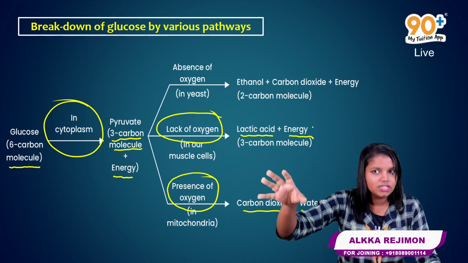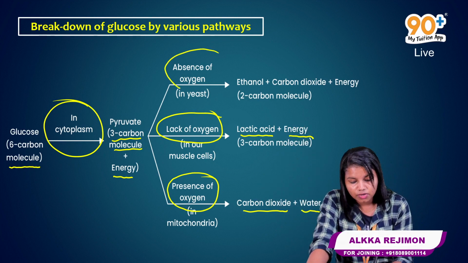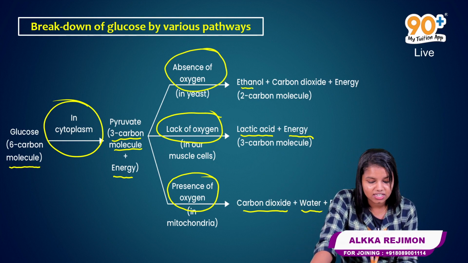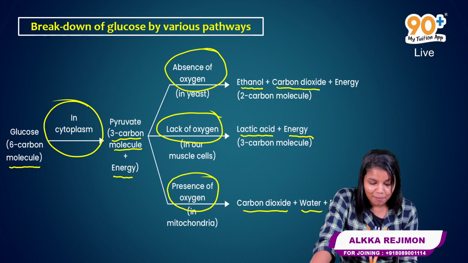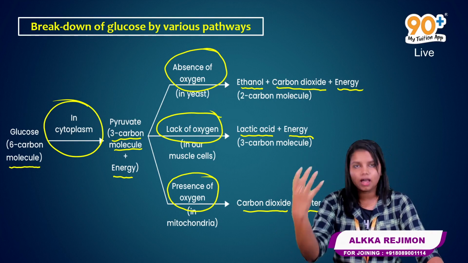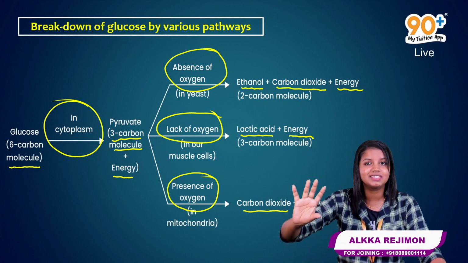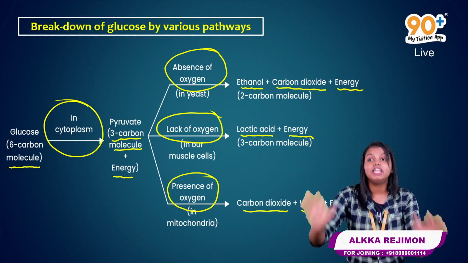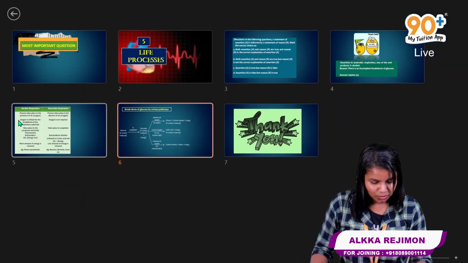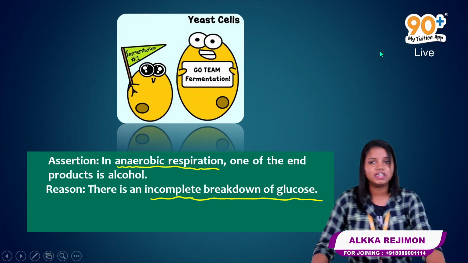And the question asks about the absence of oxygen, or anaerobic respiration. Here the results are ethanol, carbon dioxide and energy. So ethanol, which is a 2-carbon compound, is formed as a result of this incomplete breakdown of glucose. So this is what is asked in the question, and now the question is clear to you.